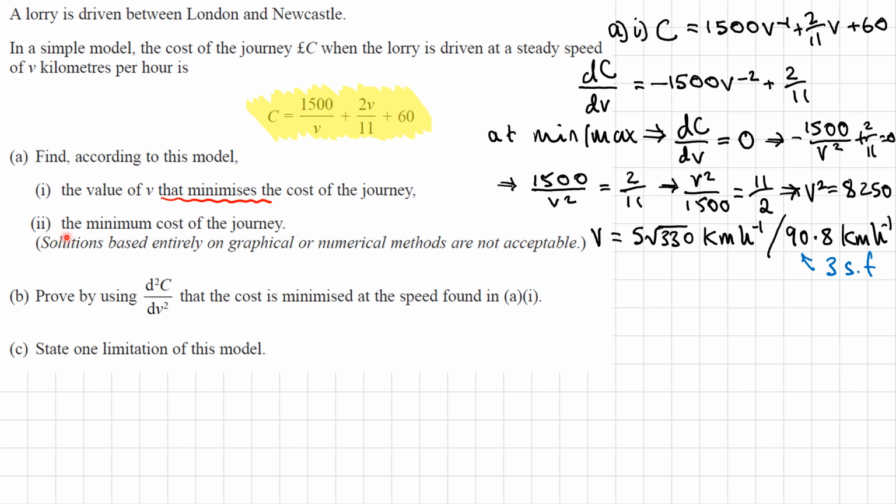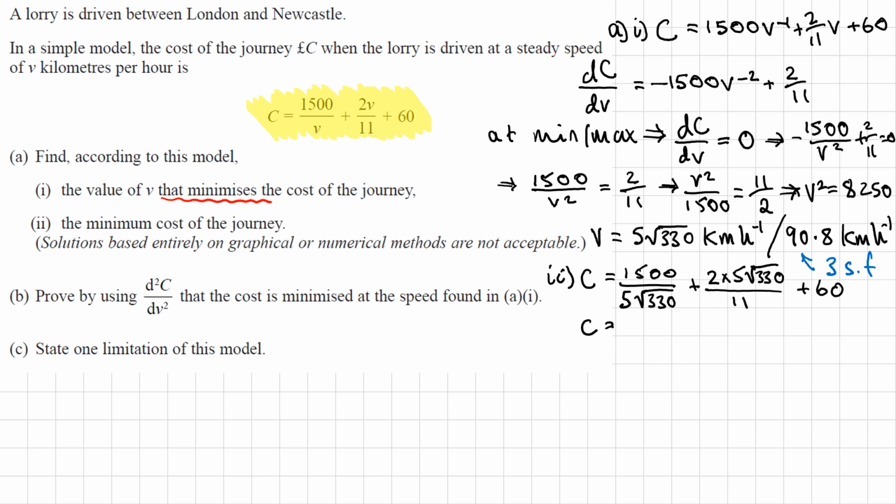Now we'll move on to the second part of part A, and we need to find, according to the model, the minimum cost of the journey. So we are going to take the exact speed and we are going to put it back into the original cost equation here. So part 2, the cost is going to be 1,500 over the exact speed, which is the 5 root 330. Don't use your rounded answers. We only want to round right at the very end. Plus 2 times 5 root 330 over 11 plus 60. So let's work that out and see what we get.